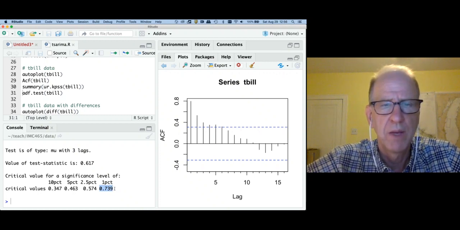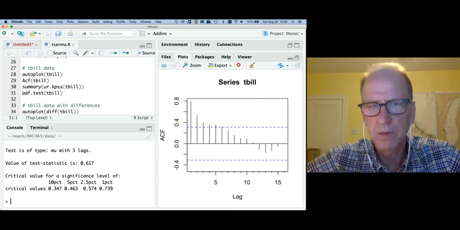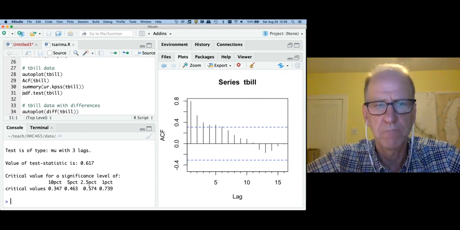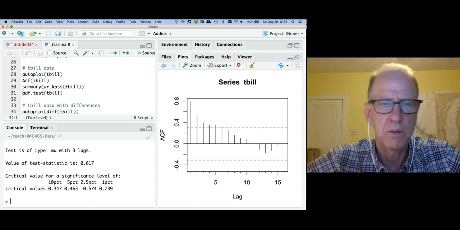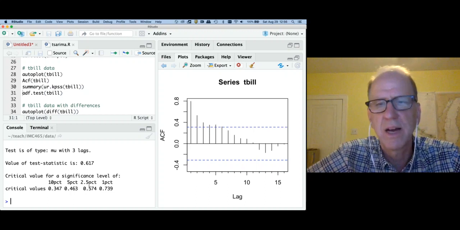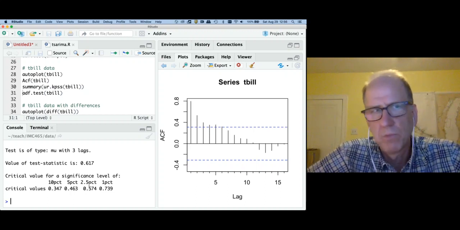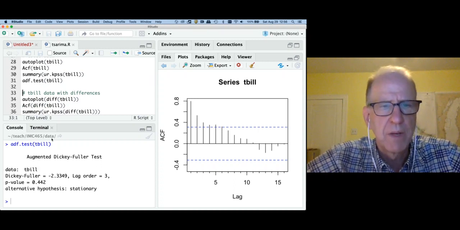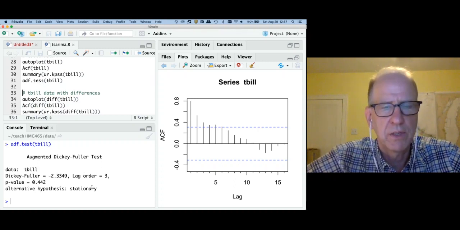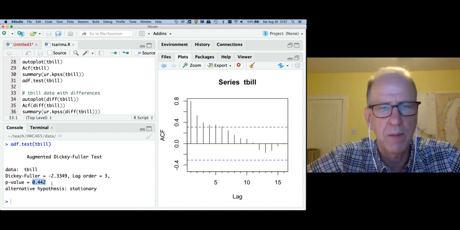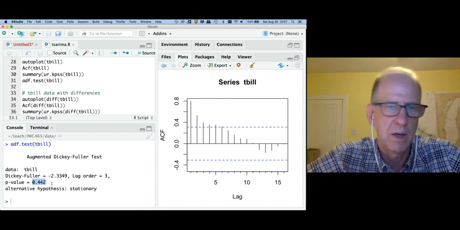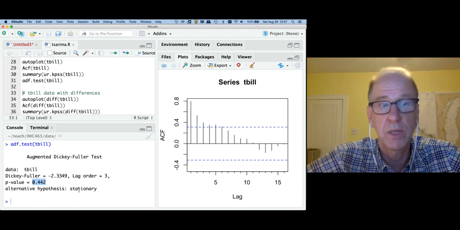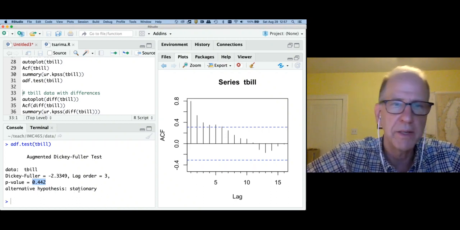So we have somewhat of a borderline significant result. So I've got some indication this is non-stationary, but it really might be stationary. That could just be a false positive. Likewise, the Dickey-Fuller test, well, we're nowhere near rejecting the null hypothesis. So we cannot say this is stationary using the ADF test.